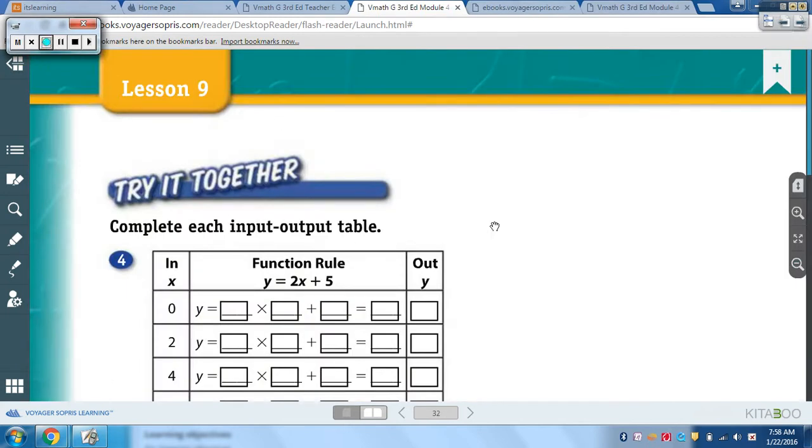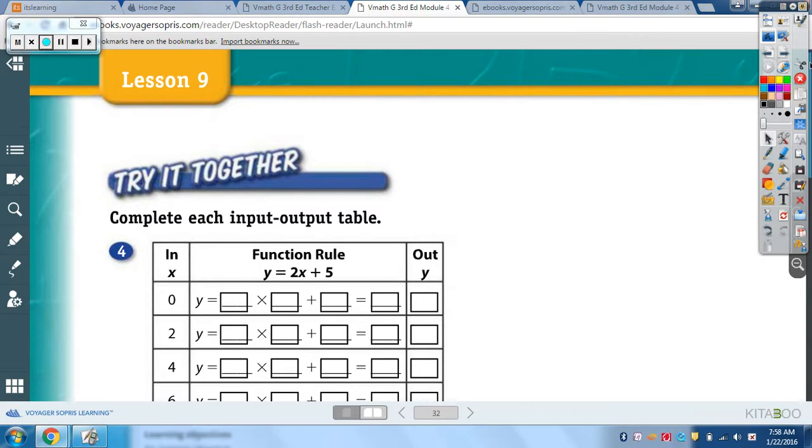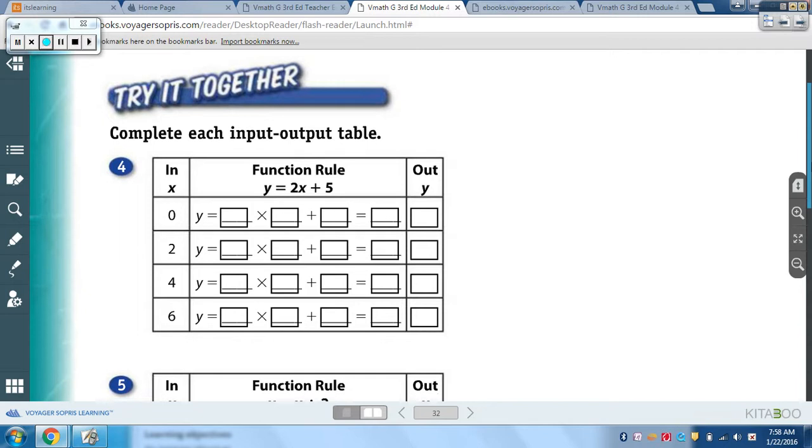Okay, now let's move on to page 32. Let's work on the try it together. We're going to complete each input-output table. If you think you can do it on your own, then give it a try. But we're going to walk through this together really quick here. Which I know you guys, if we were actually sitting in class, that you could fly right through with me.